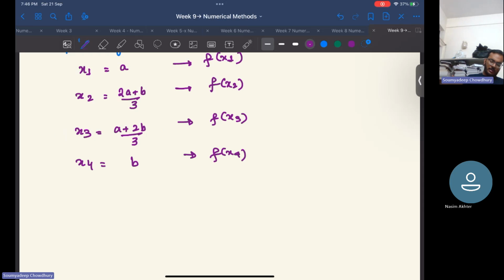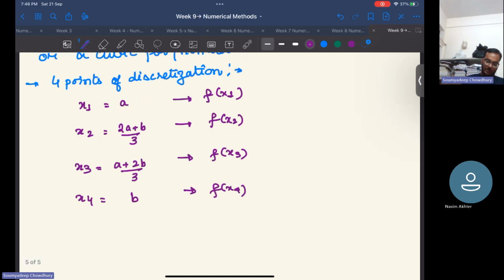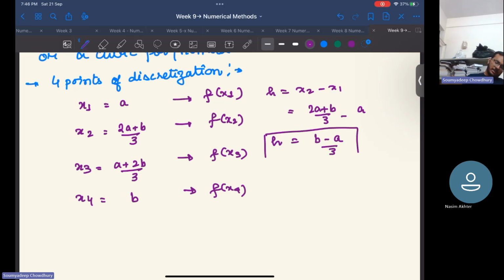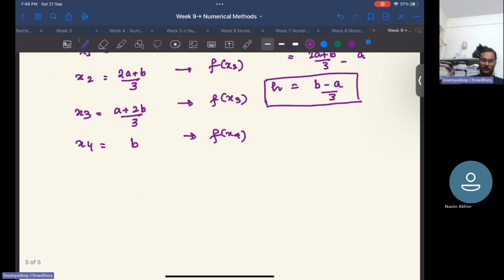So just remember here, if you subtract x2 minus x1, what is h here? It is basically x2 minus x1. So what you will get is 2a plus b by 3 minus a. So it is basically b minus a by 3. For the trapezoidal rule and Simpson's 1/3 rule, h was b minus a by 2, right? So here we have h equal to b minus a by 3. Just remember this thing. Okay, and a similar kind of thing as we did in the 1/3 rule.